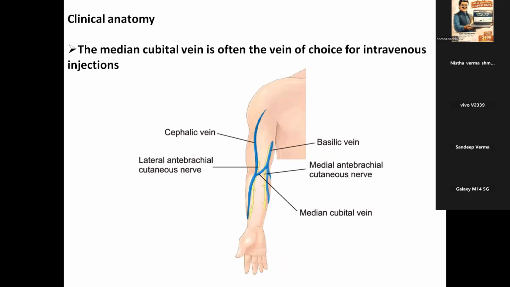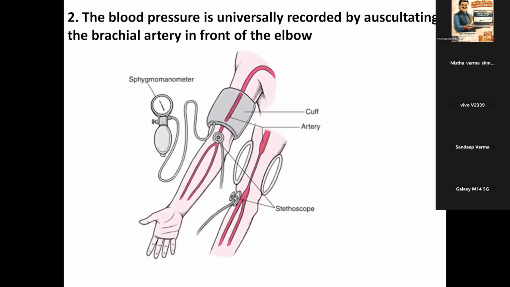Now, clinical anatomy related to it. You see the median cubital vein that was connecting the basilic vein with the cephalic vein? Why is it very important? Because it is the vein of choice for intravenous injection. Another thing, why is the cubital fossa important? Because blood pressure is auscultated exactly at the brachial artery, at this side, that is of the cubital fossa.